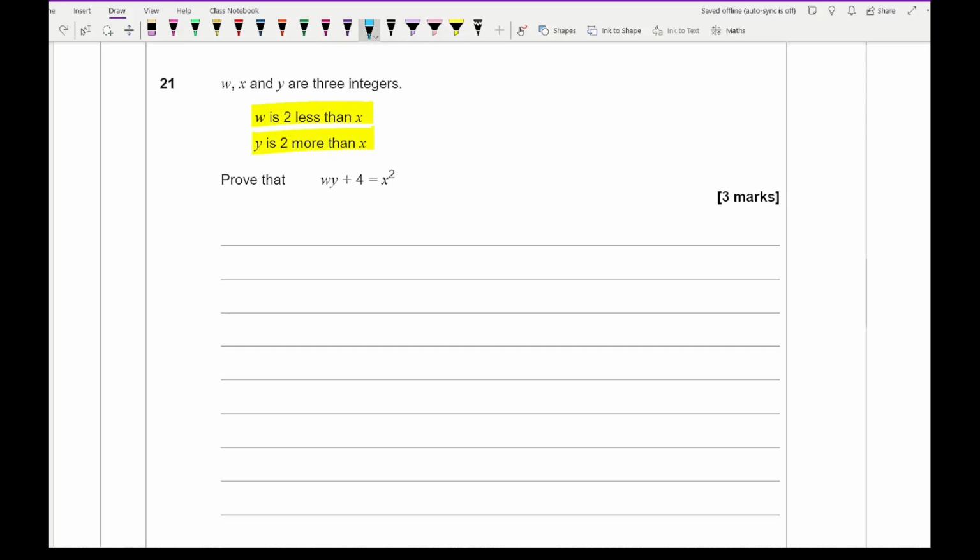So here we know that w is 2 less than x. So to work out w, that's going to be x minus 2. Then for y, I need to add 2, so that's going to be x plus 2, for them to balance. Now what we're going to do is use these to work out what we're actually talking about.